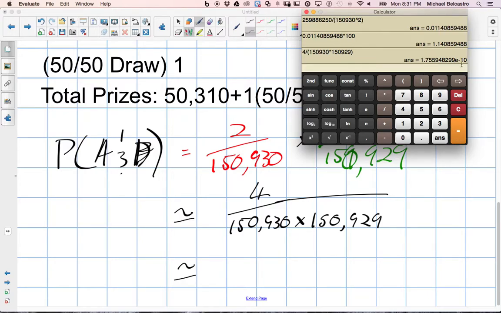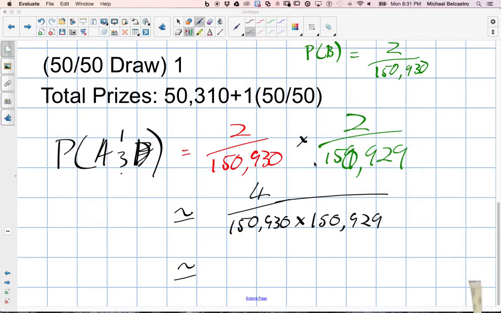And again, this negative 10 means that we move this decimal place 10 place values to the left. That means there are 9 zeros in front of that 1. The probability that you would win both of these is much closer to 0 than it is to a whole number percentage. Okay, super, super low.